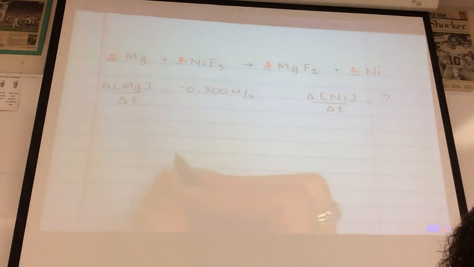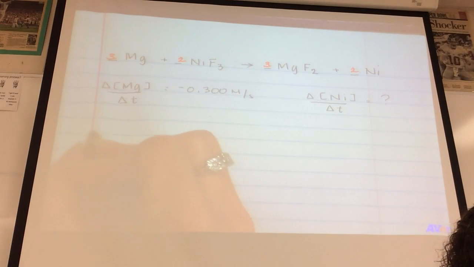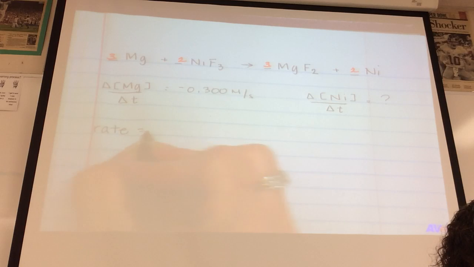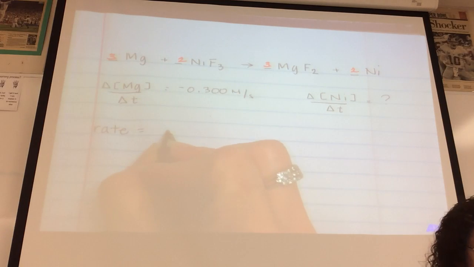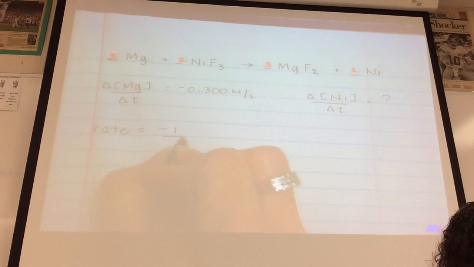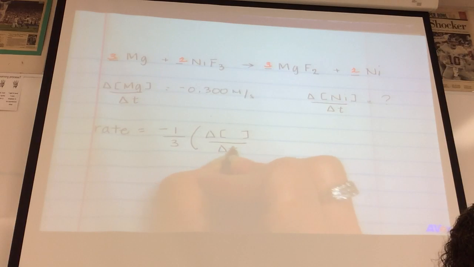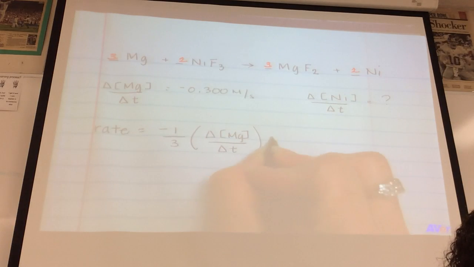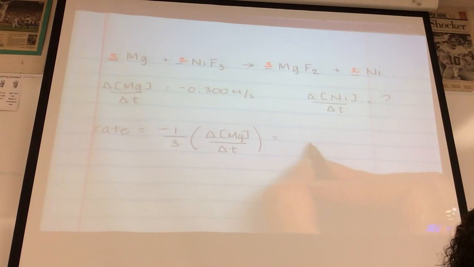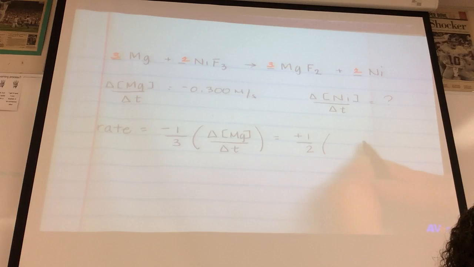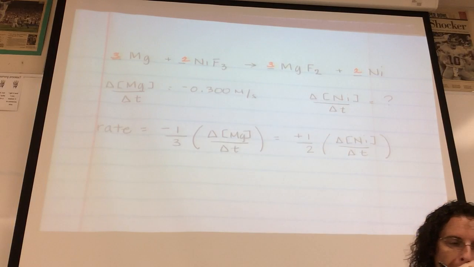Okay, so we're going to write a rate equation with these two. So what should we write? Rate equals negative 1/3 parentheses the change in magnesium over the change in time. All right, we'll let Hannah finish up the other half. Go ahead. The positive one over 2, and the rate of nickel over the rate of change in time. So the rate is the change in concentration over the change in time. Good job.